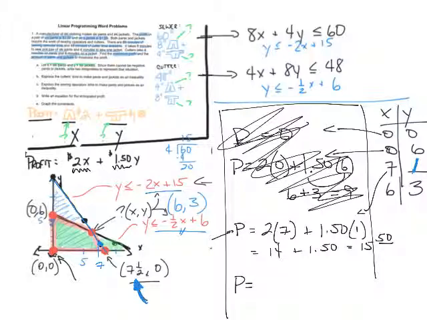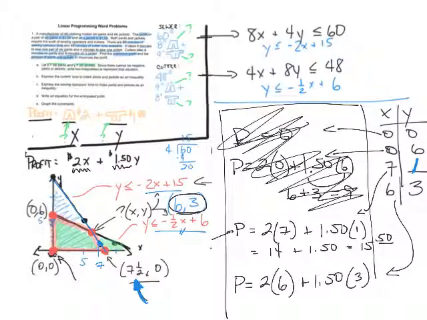Profit is going to be for this critical point 6, 3. So profit, $2 for every pair of pants, and $1.50 profit for every jacket. And that being the case, we have 12. 2 times 6 is 12. Here we have 3 times $1.50. 3 times 1 is 3. And then 3 times 50 cents is 1.5. 12 and 3 is 15, plus another 1 is 16, plus 50 cents, $16.50.